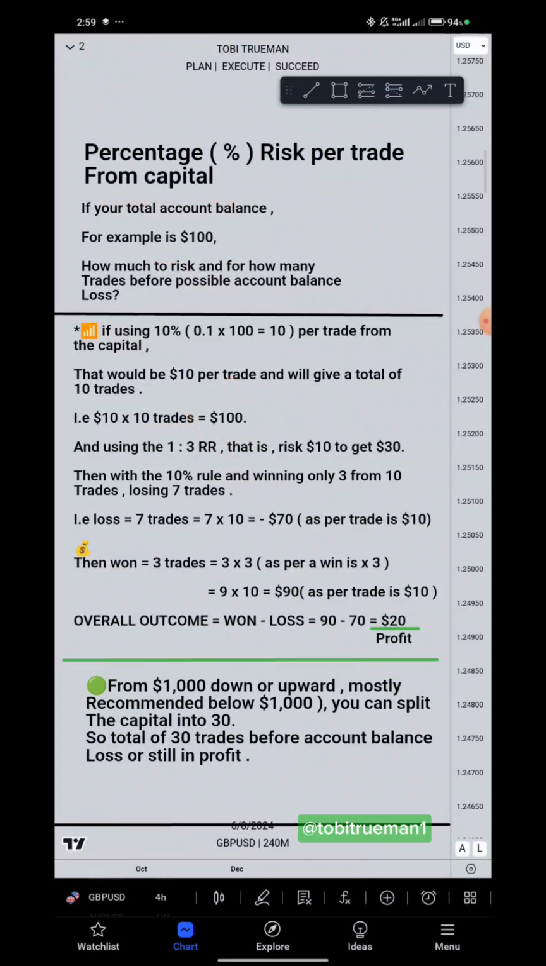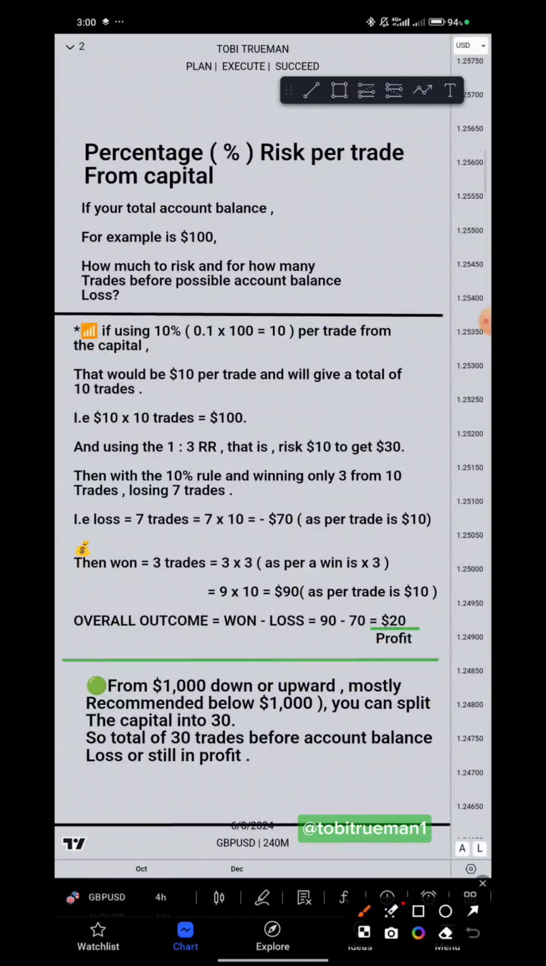Now, I hope I'm not confusing you with the mathematics. All right, I'm using the 1-to-3 RRO. That is, you risk $10 from $100, and we're going to get $30. And then with the 10% rule, I'm winning only 3 from 10 trades. We are going to be losing 7 trades. That's in the worst scenario from this our strategy.